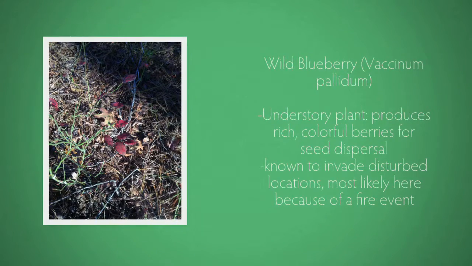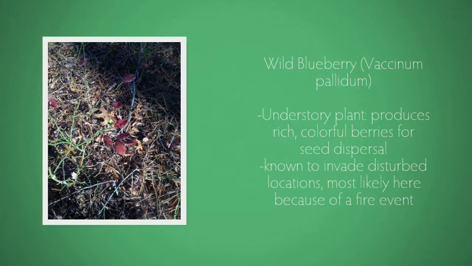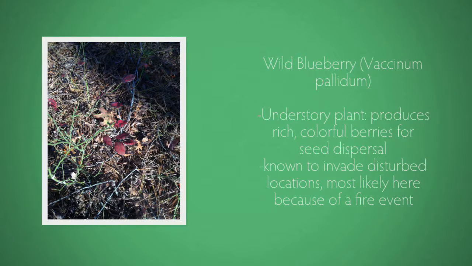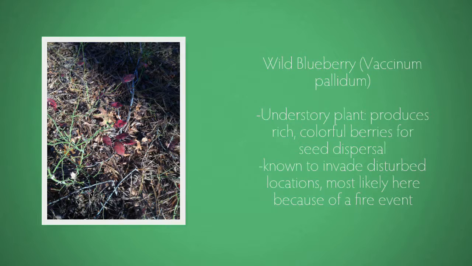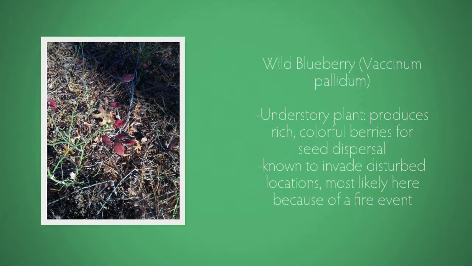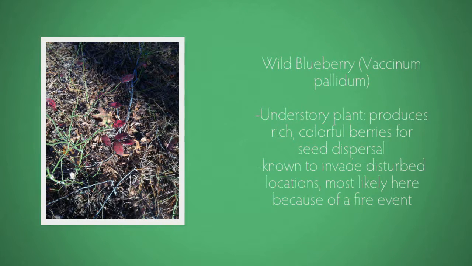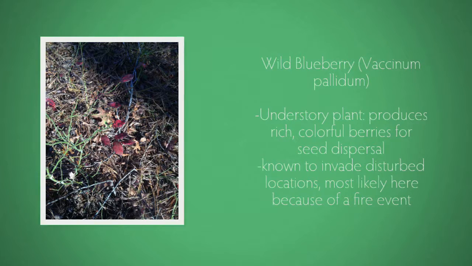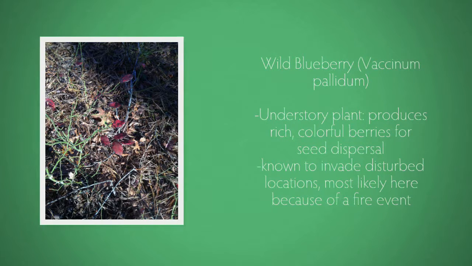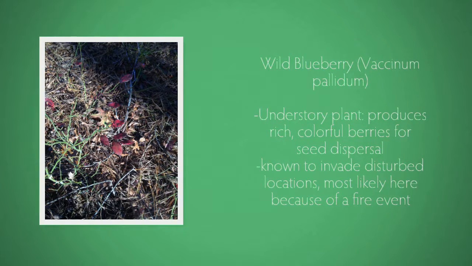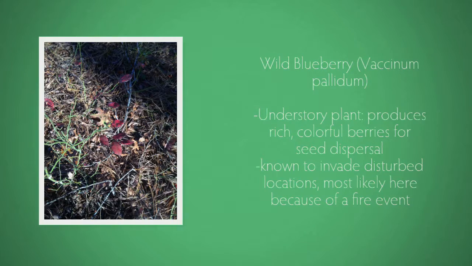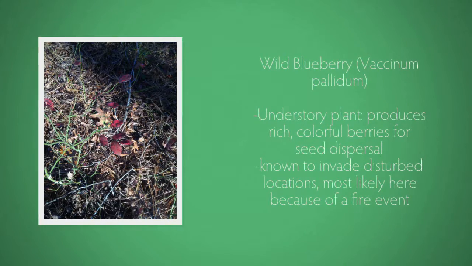Wild blueberry is an understory plant. Because the majority of food is up in the canopy, these plants use their blueberries to attract animals for better seed dispersal after the animals eat the berries. These plants are interestingly known to invade areas that experience ecological disturbances such as fire. This tells us that since the pines are fire resistant and blueberries invade after a fire, chances are the blueberries came in after a fire event.